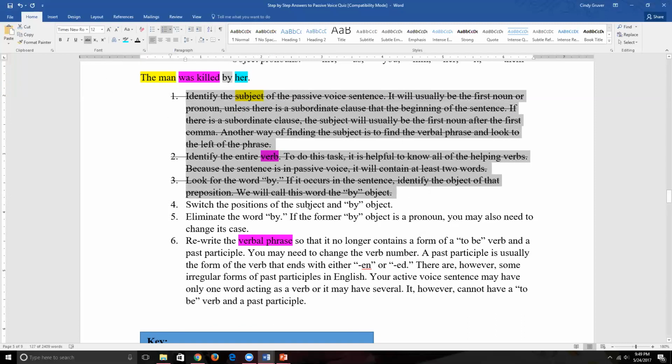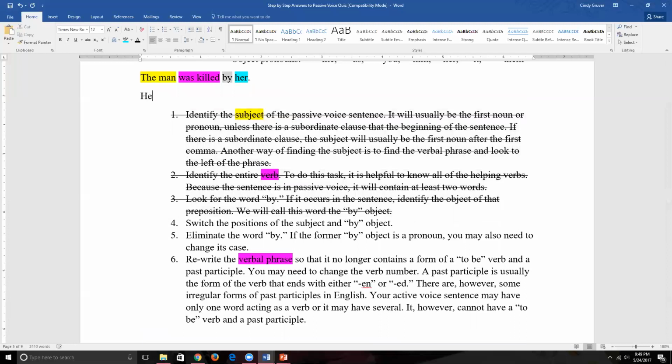We're going to switch the positions of the subject, the yellow, and the baby blue, the by object. So it's now going to be her was killed by the man. All we've done is switch this up. So I'm going to color it so you can see the parts. And then all I've done is done a switcheroo here. Oops, wasn't successful at doing that. Here we go.